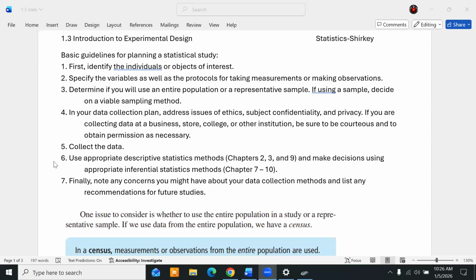Number six, use appropriate descriptive statistics methods, which is covered in your text in chapters 2, 3, and 9, and then make decisions using appropriate inferential statistics methods, chapters 7 through 10, for example, hypothesis testing or confidence intervals. Number seven, finally note any concerns you might have about your data collection methods and list any recommendations for future studies.